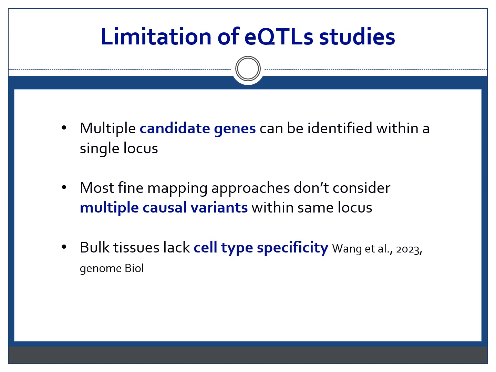Also, the bulk tissue eQTL data that are most widely available lack cell type specificity. Moreover, these eQTL studies have to be done at the population level and require a certain sample size. For example, for eQTL, a sample size of 80 is the minimum required. Finally, eQTLs are severely underpowered for any kind of trans-eQTL analysis, which can contribute significantly to connecting the GWAS to the function.